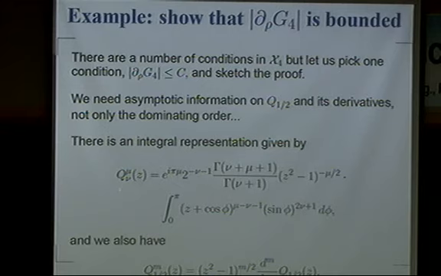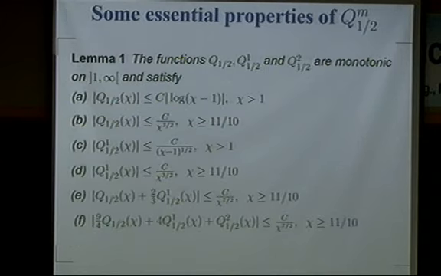And there are relations, since we also need to take derivatives on this, those derivatives can be expressed in terms of those through this formula. And then we can obtain some asymptotic information. So basically, the behavior is like this.